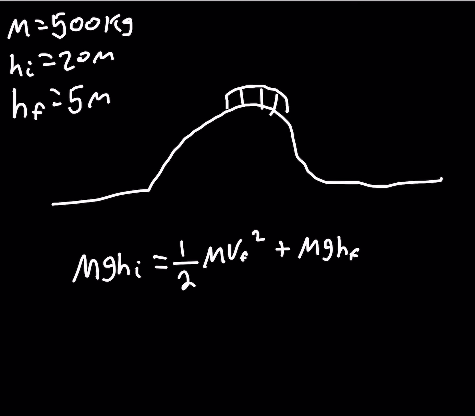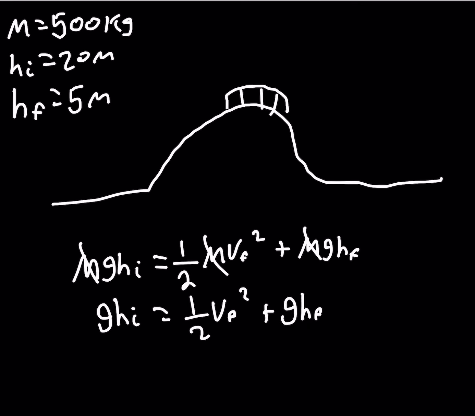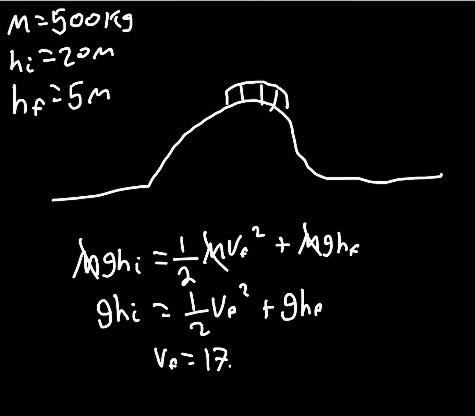So now we just solve and plug in. So cancel out all of our m's here. So now we'll have g height initial equals 1/2 v final squared plus g height final. We can just plug in all these numbers, and I have the answer already prepped and ready for me. We should get that velocity final is about 17.1 meters per second.